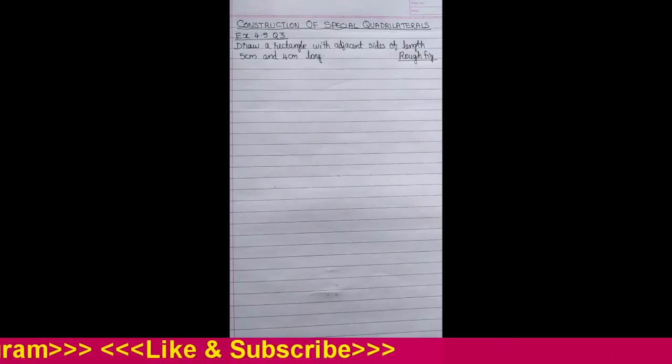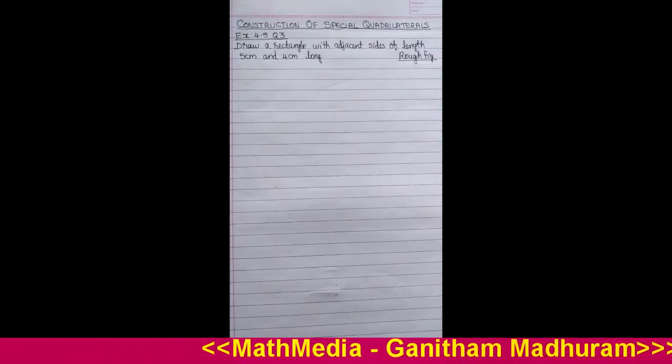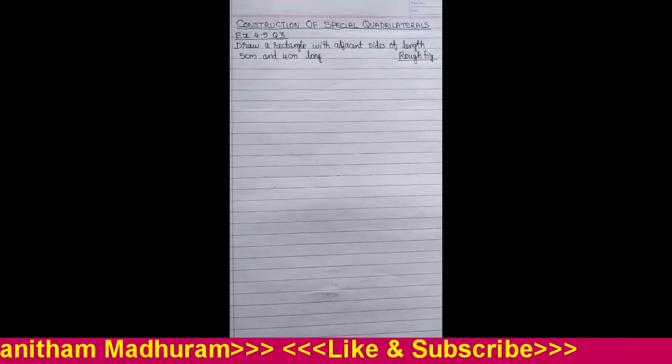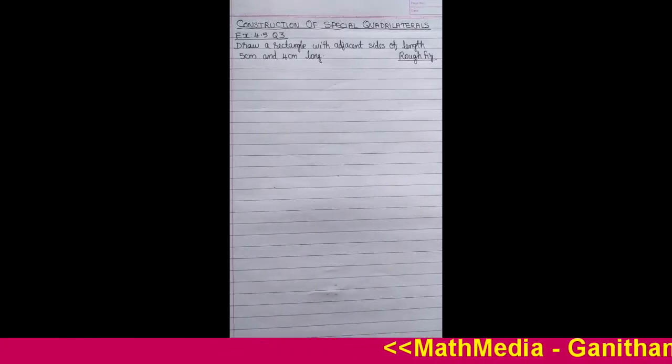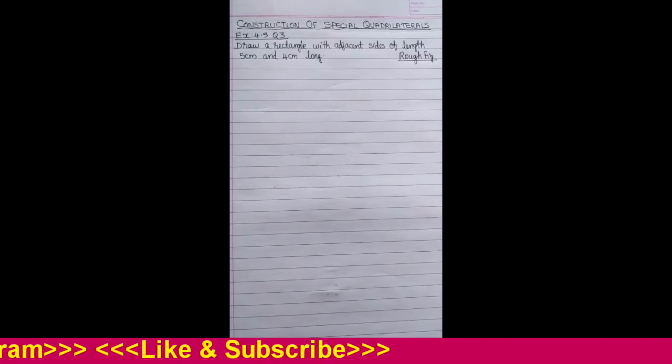So with the given measures we are not able to construct the quadrilateral, because to construct a unique quadrilateral we need a minimum of 5 measures. But this is a special quadrilateral, that is a rectangle, so we can use the properties of a rectangle to construct this quadrilateral.